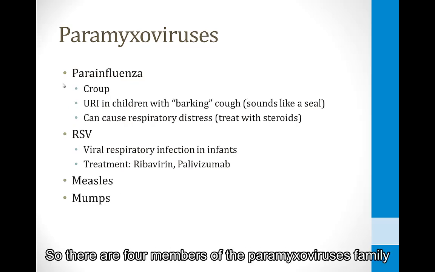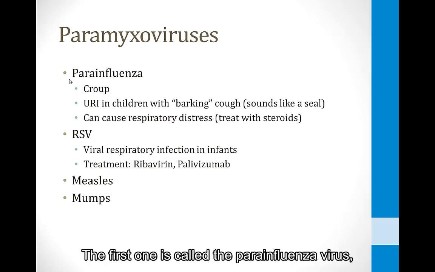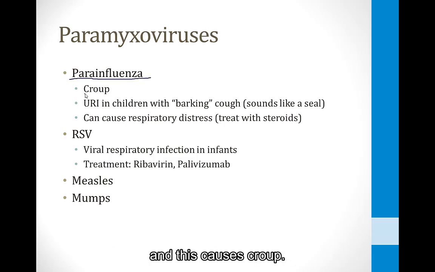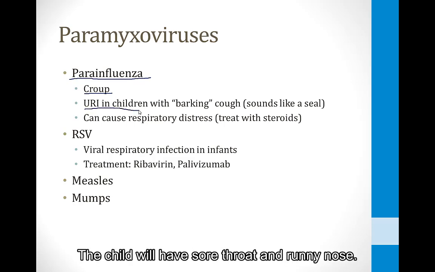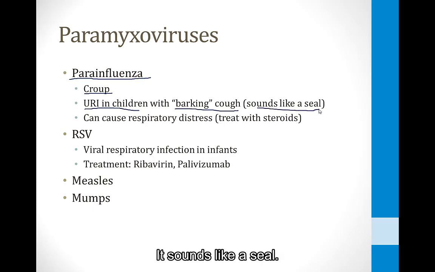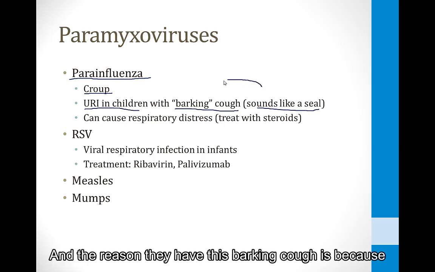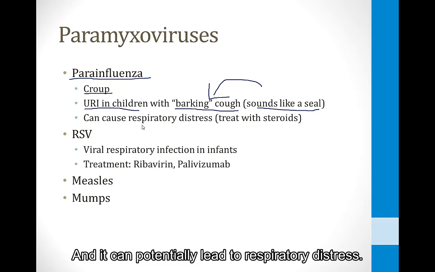So there are 4 members of the paramyxovirus family that cause infection, and like I said before, these all cause infection in children. The first one is called the parainfluenza virus, and this causes croup. So croup looks just like an upper respiratory infection in a child. The child will have sore throat and runny nose. But what's unique about croup is that they develop a barking cough. It sounds like a seal. If you've ever seen a kid with croup, it is very easy to recognize. And the reason they have this barking cough is because of the infection involving the oropharynx and the throat. And it can potentially lead to respiratory distress.